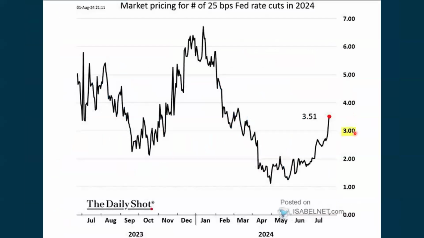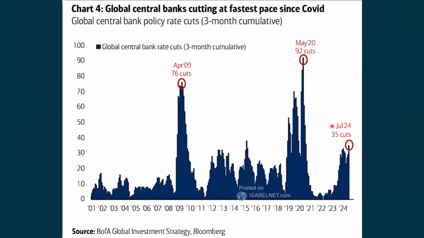All right. And then right now, it looks like the market is pricing in a 25 basis point or 1/4% decrease or rate cut in September. That's what they're anticipating. And then global central banks cutting at fastest pace since COVID. But there are other central banks around the world, and this is a 3-month cumulative measure here, that have already been cutting rates. Not the Fed, but other central banks have been doing that.